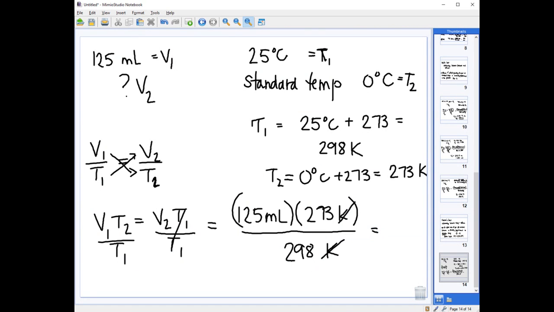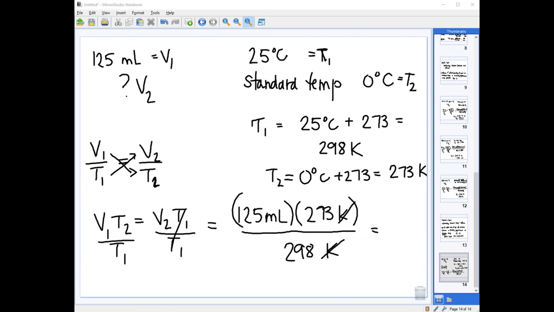But let's think about what is happening. Is my temperature increasing or decreasing? My temperature is decreasing. So what should I expect to happen with my volume? Decrease, because they have a direct relationship. So I should expect to get an answer here where my volume decreases.